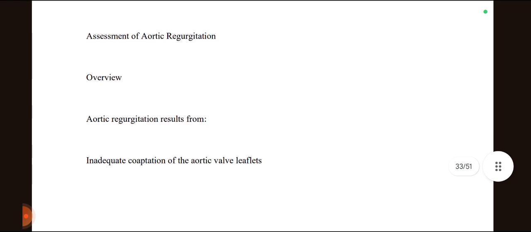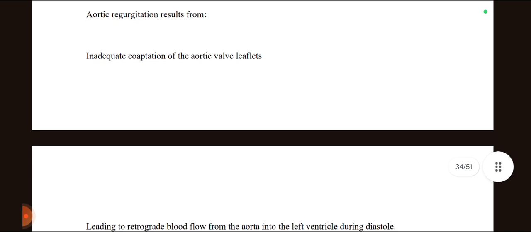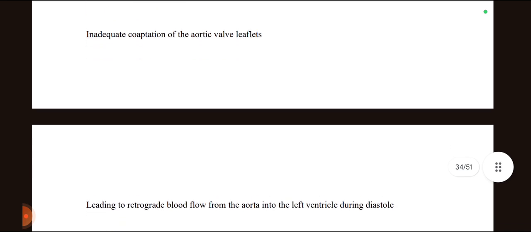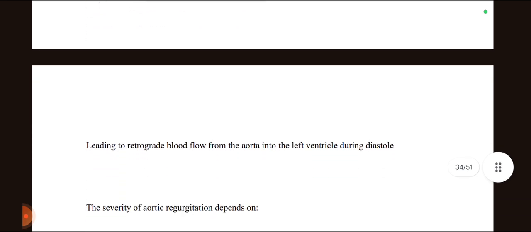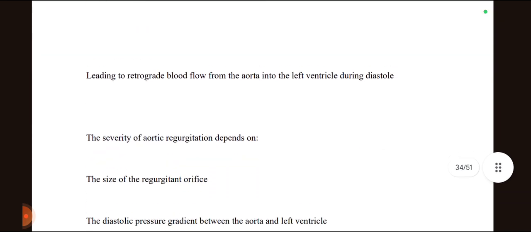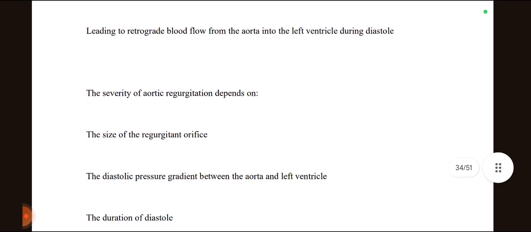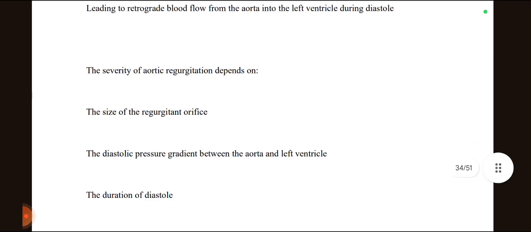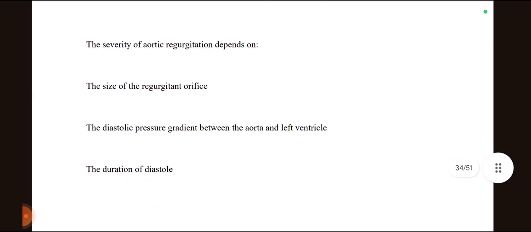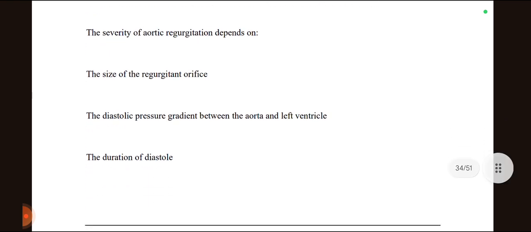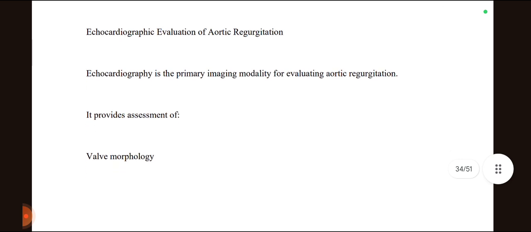Now coming on to aortic regurgitation. So assessment of aortic regurgitation, this results from an inadequate coaptation of the aortic valve leaflets, बंद नहीं हुआ गेट ढंग से. So leading to retrograde blood flow from the aorta to the left ventricle during the diastole period. So the severity of aortic regurgitation depends on the size of regurgitant orifice, the diastolic pressure gradient between the aorta and left ventricle, and the duration of diastole.